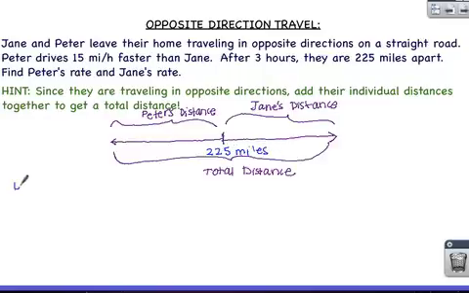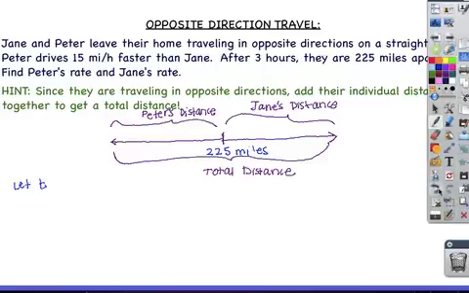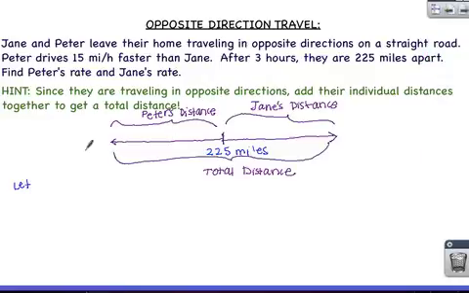We're going to define our variables. Not t, I'm sorry, that is a mistake, because we know the time in this case, which was 3 hours for both of them. What we don't know is Jane's rate. So let r equal Jane's rate. We know that Peter traveled 15 miles per hour faster, so let r plus 15 equal Peter's rate.